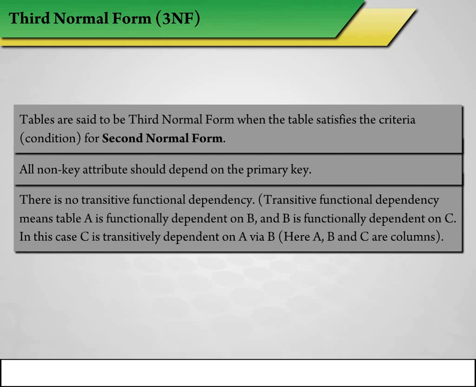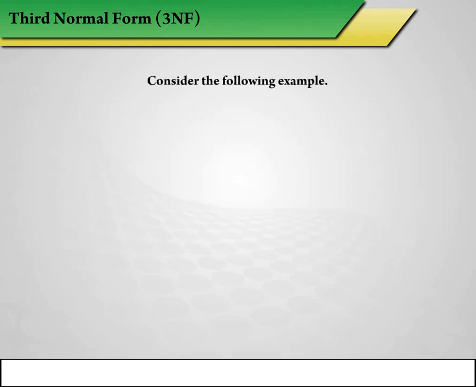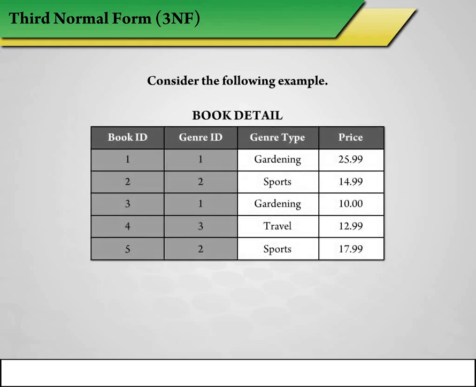Transitive functional dependency means that A is fully functionally dependent on B and B is functionally dependent on C. In this case, C is transitively dependent on A via B. Here, A, B and C are columns. Consider the following example. Primary key.